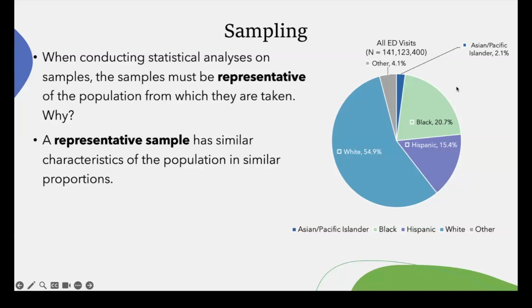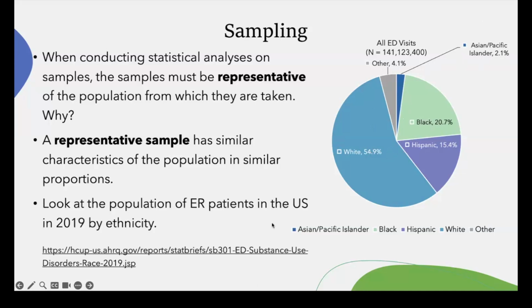In this population, we have various parameters. 54.9% were white, 15.4% were Hispanic, 20.7% were Black. Over here, Asian Pacific Islander, 2.1%, and other, 4.1%. These parameters represent the population. Okay, and this is an actual study as well. Here's the link to that if you want to take a look. These are all ER patients in the US in 2019 by ethnicity.